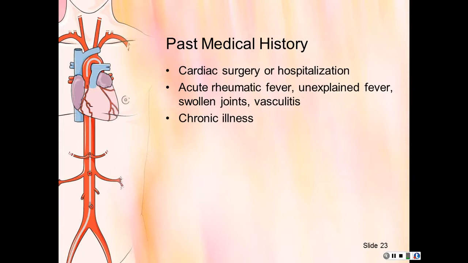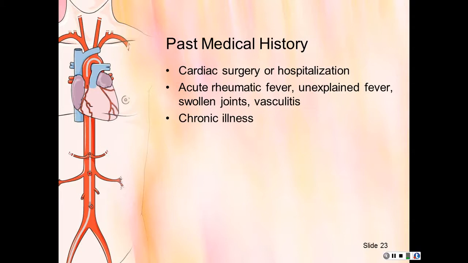Past medical history. You want to find out about cardiac surgery or hospitalization, any acute rheumatic fever, and if they had any unexplained fever as a child, if they had a history of swelling joints or vasculitis. In vasculitis, one of the things that you can ask about is if they ever had Kawasaki disease, or if they ever had a tongue that was real red that they gave an aspirin for.